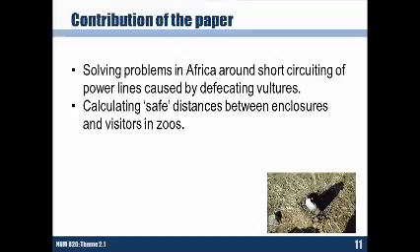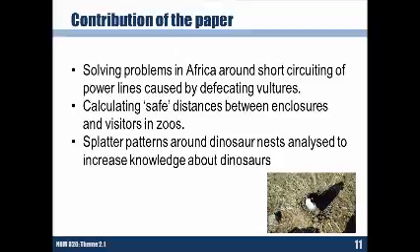It is also used to calculate safe distances between enclosures and visitors in zoos so that they don't get pooped on by birds. And it helps us in the science of paleontology, where understanding the splatter patterns around dinosaur nests helps us understand dinosaurs and the diets of dinosaurs. But the important thing here is that all of these purposes understood the scientific context they were working with, and they worked within a particular theoretical domain.